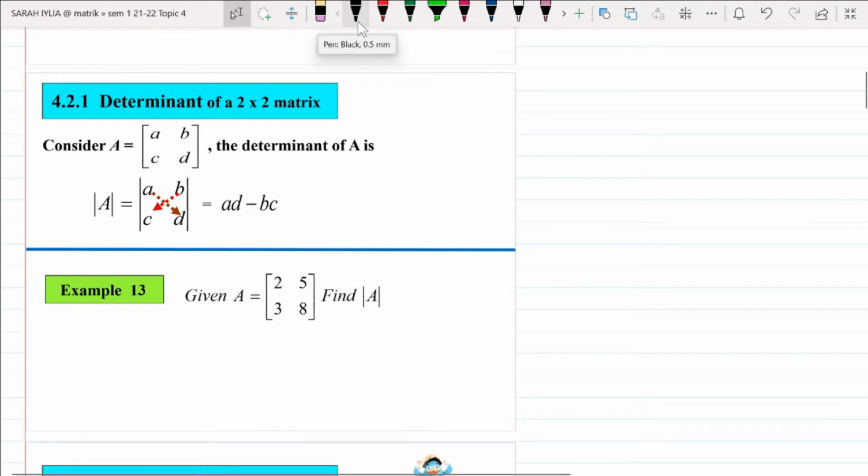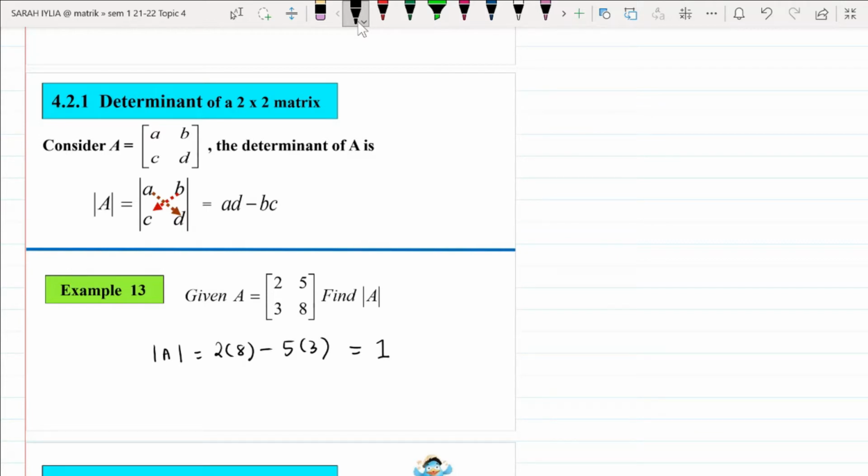I believe you already learned this at SPM level, but I'll refresh it, a recap section. So, how do you find the determinant of 2 by 2 matrices? It's straightforward from our formula of AD minus BC. Example 13, given matrix A with 2, 5, 3 and 8, find the determinant of A. Using the formula, straight away we do 2 times 8 minus 5 times 3, and after that we get 1 as our final answer.